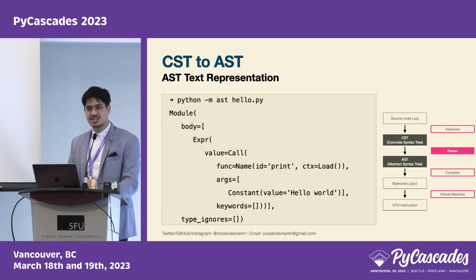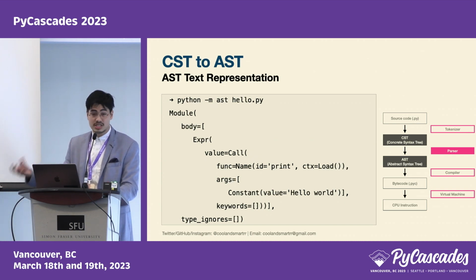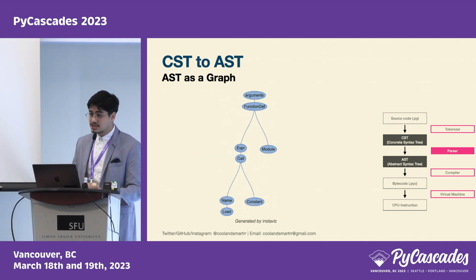So the AST is generated. When you look at the AST, it's definitely more sparse and more concise. It shows what's happening, such as calling a function, in this case print, and the argument being hello world. In fact, it's still a tree, so here you could represent it as a graph right over here.